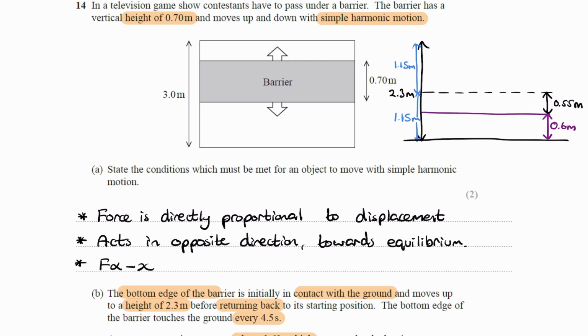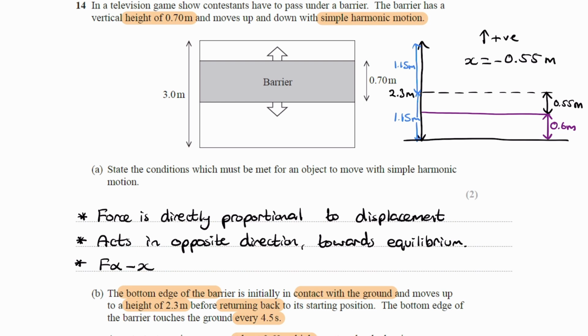Displacement is a vector, so let's consider the upwards direction to be positive. So our displacement would then be minus 0.55 from equilibrium. It's important to consider displacement from equilibrium, as our simple harmonic oscillator equations, such as x equals A cos omega t, all consider displacement to be from equilibrium. So if we're trying to use those equations to work out what time is, we want to consider the displacement from equilibrium as opposed to from the ground.